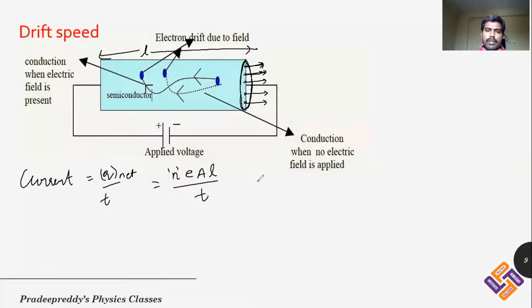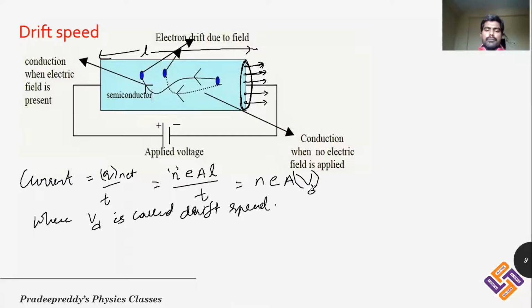Now this gives you N, the total number of electrons, e, the charge of the electrons, A, the area of cross-section. What is L by t? L by t is equal to v, right? And this v is Vd, which is the drift speed of the electron. Vd is called drift speed. So from this you can write the equation for drift speed. It is Vd is equal to current I divided by NeA.